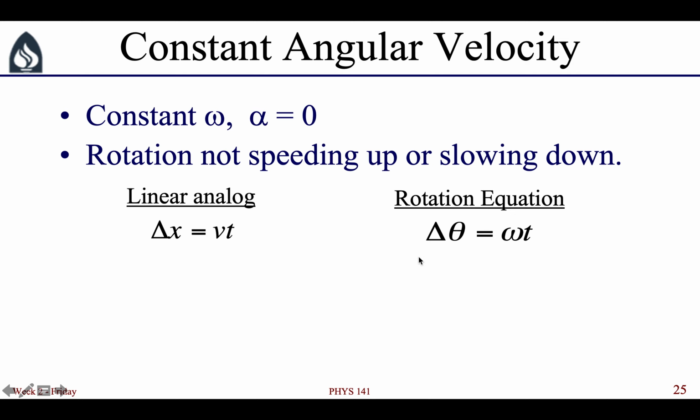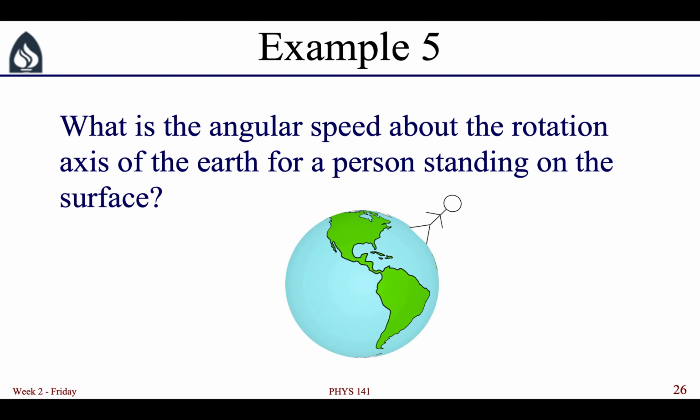Similarly, if the angular acceleration is 0, then we can say that the angular displacement is equal to the angular velocity times time. So you basically can write down the same equation only with angular quantities instead of ordinary linear quantities. So let's use that to do this example. What is the angular speed about the rotation axis of the Earth for a person who is standing on the Earth's surface?